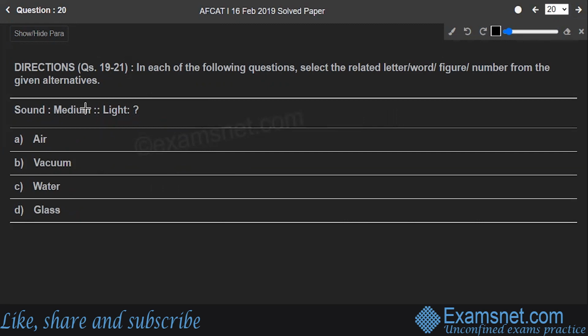There is some relationship between sound and medium. The same relationship exists between light and what? See, you know one thing, sound needs a medium to travel, but if you see light, it can travel in vacuum. Light can travel in air, vacuum, water, glass, like everything. Sound needs a medium to travel, whereas light can also travel in vacuum. So this is the correct answer. Option B.